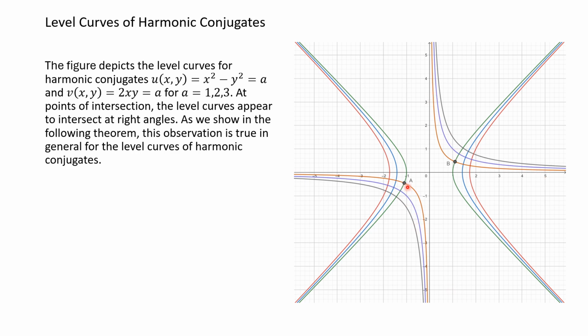It turns out that the level curves for the real and imaginary parts of an analytic function intersect at right angles. And that's true in general. It's not just true for this example. You can kind of see it looks like it may be true here if you draw the tangent line at B for the red and for the green curve. They look like they would be orthogonal, but in fact we can prove that.